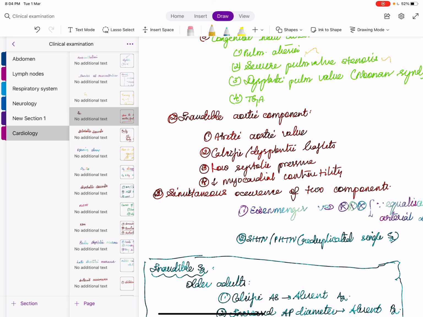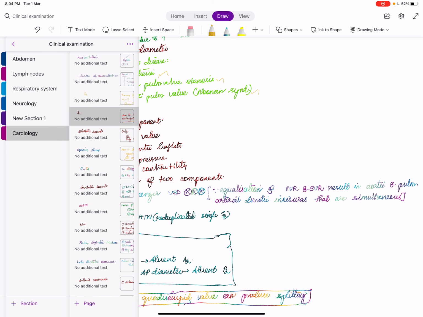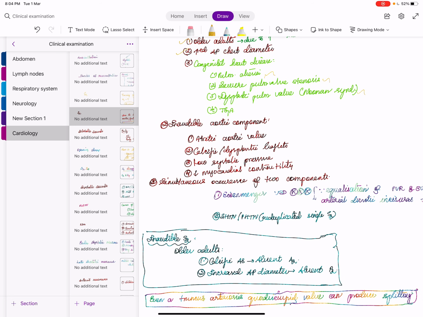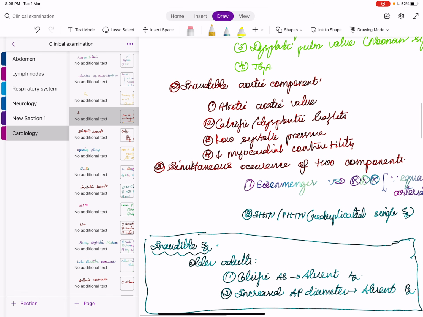Now the question comes, I told you loud and soft. I'll finish soft S1. So what are the conditions causing soft S1? The straight opposite of these. Bradycardia, right? Long PR interval or bradycardia, both are the same. So tachycardia, short PR causes loud S1. Bradycardia, long PR causes soft S1.